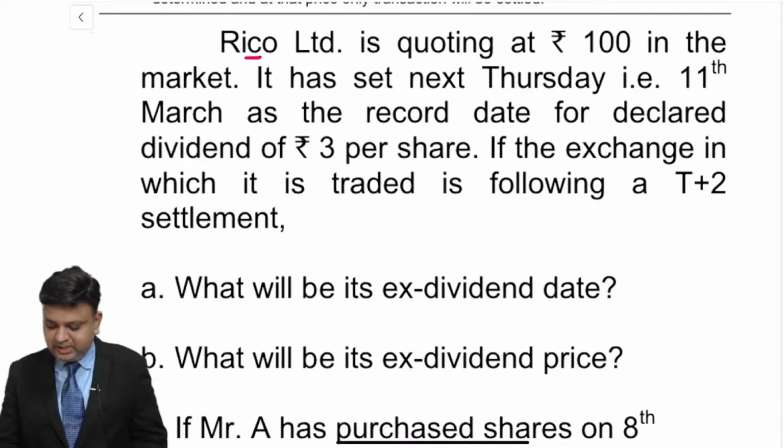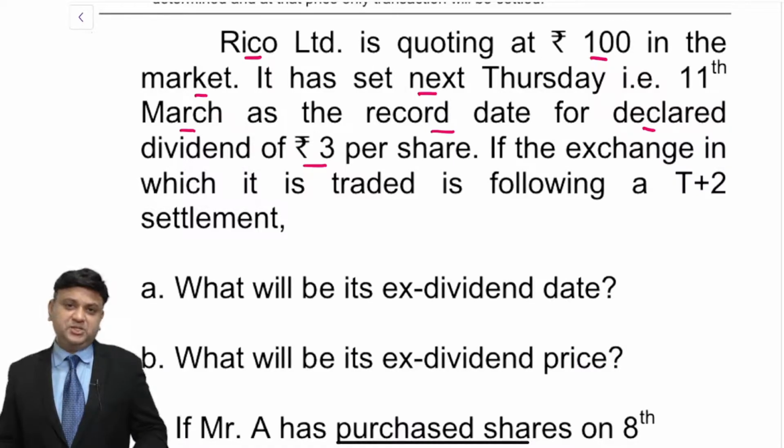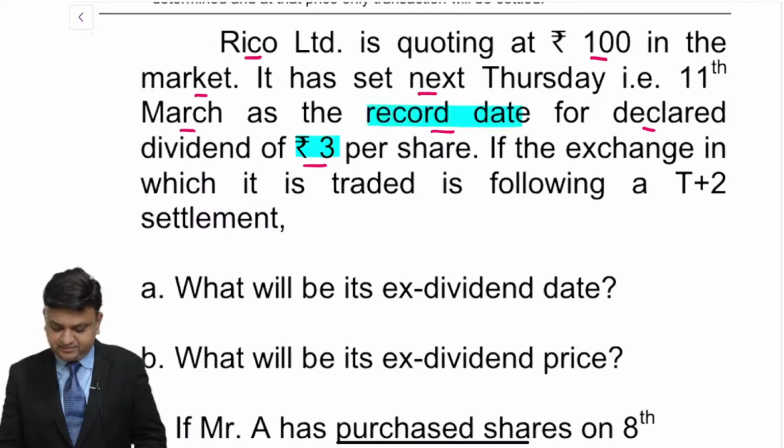Rico Ltd is quoting at 100 rupees in the market. So the price of the security is given as 100 rupees. It has set next Thursday, 11th of March as a record date for declaration of 3 rupees per share dividend. Means on 11th of March, those shareholders who are holding shares of the company will be entitled to receive dividend of rupees 3. That is the significance of the record date.